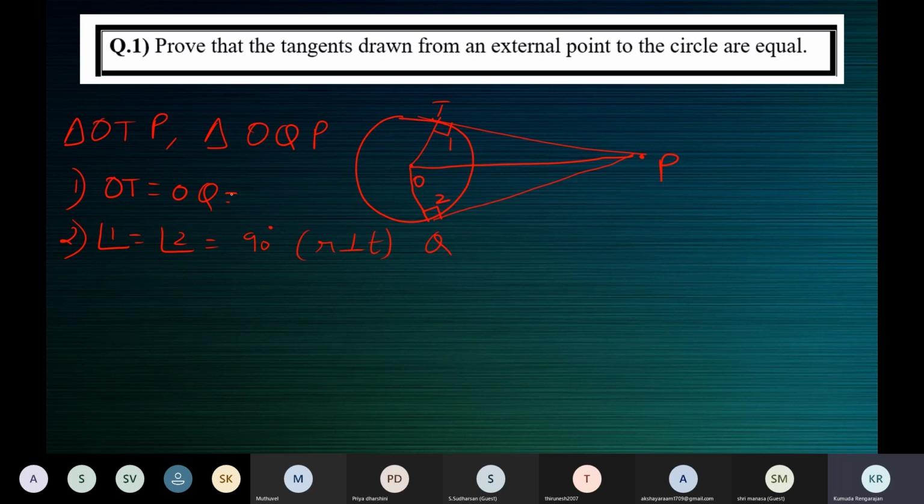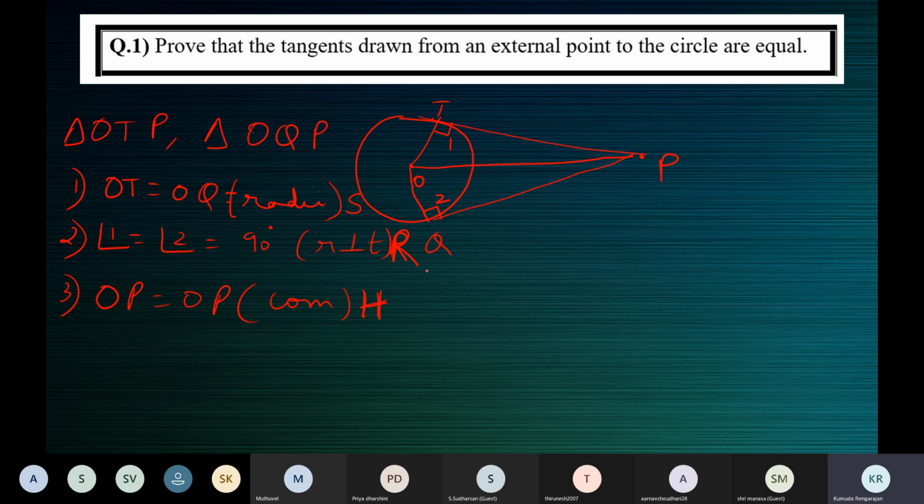And why is OT equal to OQ? Radii of the same circle, ma'am. And then what's the other one? OP is equal to OP, common side. So what rule does this make? RHS. Right angle, hypotenuse, and side. So by RHS rule, the two triangles are congruent to each other.